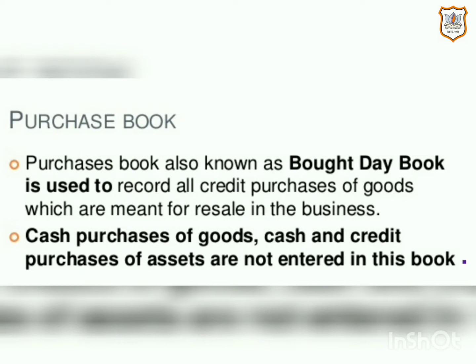In purchase book, cash purchases of goods, cash and credit purchases of assets are not recorded. Purchase book is classified into two categories: simple purchase book and columnar purchase book. Further, columnar purchase book is also divided into two categories. First one is purchase book with columns according to types of goods, and second is goods and expense columnar purchase book. So let us understand it with the help of one example.